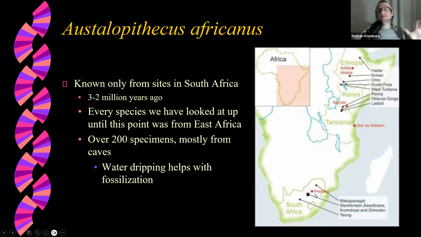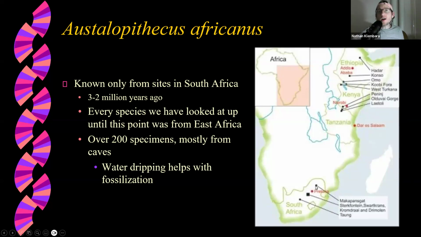So Africanus is a little younger than Afarensis. It dates to about 3 million years ago, down to about 2 million years ago. So again, it lives for about 1 million years. But it's the first one that we've got of this Southern African clade that I talked about in part 1 of this lecture. Every other species we've looked at up to this point was East African. So this is really, really cool.